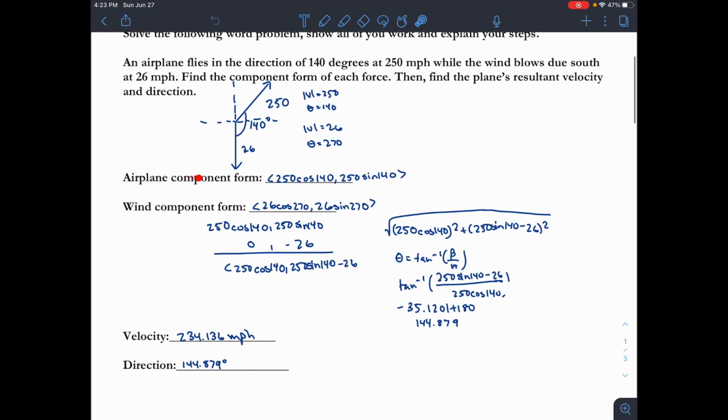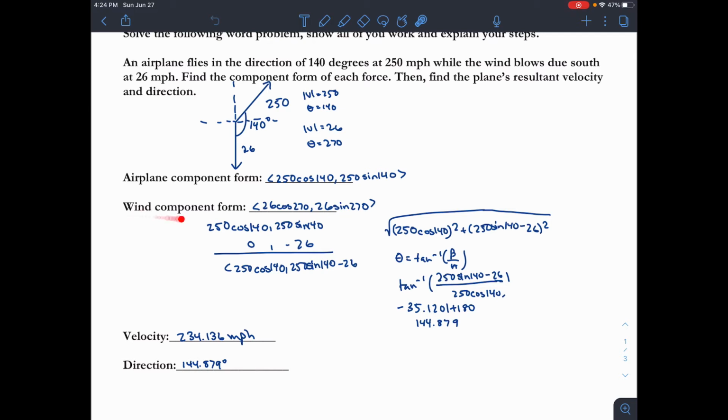So this is our vectors that we have. In order to do the airplane component form, we use the magnitude and the degrees, and then we put it into the formula. So we have magnitude 250, cosine, because this is the x, the degree is 140, and we do the same thing except the cosine is now the sine because this is the y part of the component. So in total we have 250 cosine 140, comma, 250 sine 140 for the airplane.